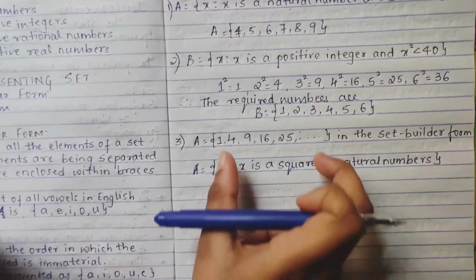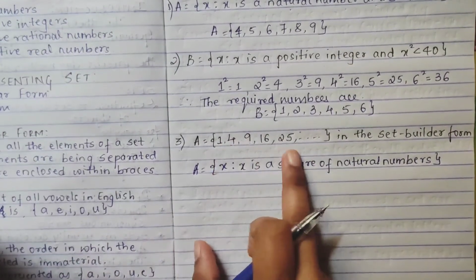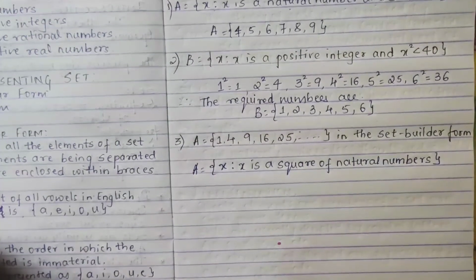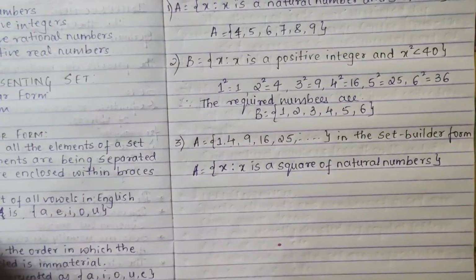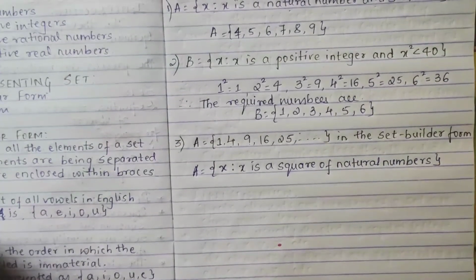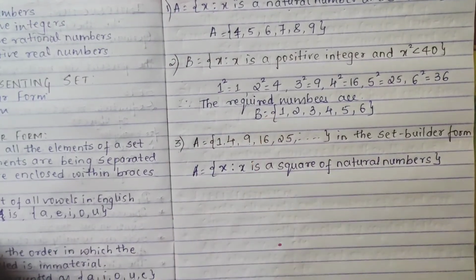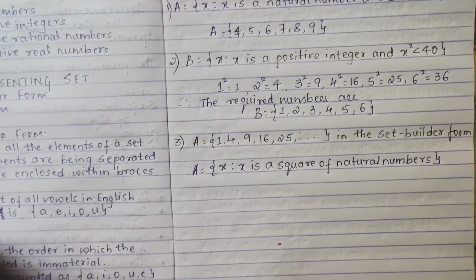When they have given it to you in such a way, you should understand, okay, this is a square, and you have to write the sentence: X is a square of natural numbers. Simple. Okay, understood, right? If they have given it to you in roster form, you should write it in set builder form. If they tell you to convert set builder form into roster form, you should write it in such a way. Okay, now we will see the exercise.